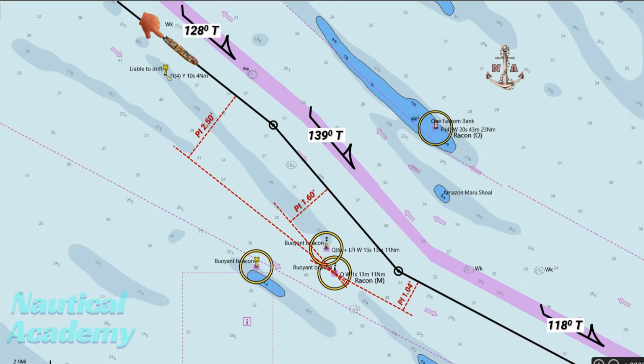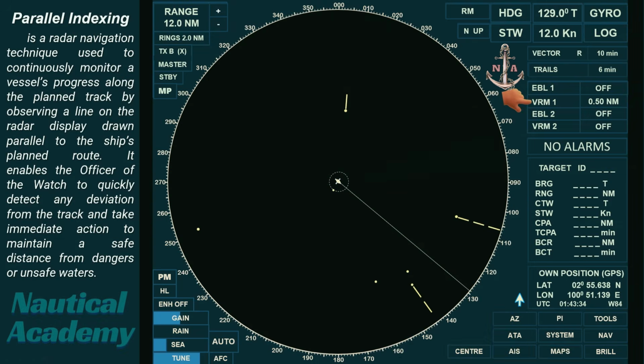Since the vessel's position is abeam of the buoy, we will create a PI line parallel to the track with a course of 128 degrees true, and with a PI distance of 2.50 nautical miles. On the radar, set the VRM to 2.50 nautical miles. Then create a floating EBL at 128 degrees true. Adjust the EBL to the set PI distance. This will now serve as our PI line at a distance of 2.50 nautical miles.